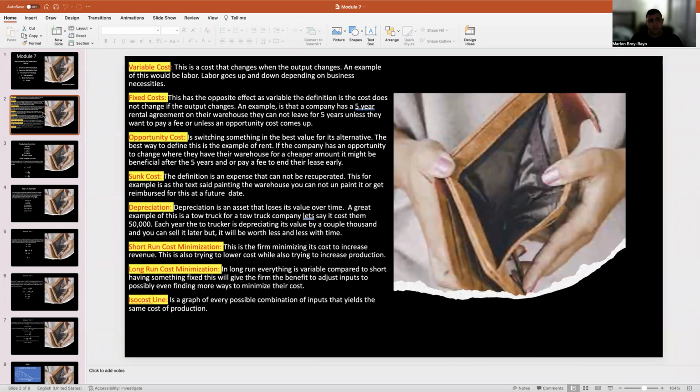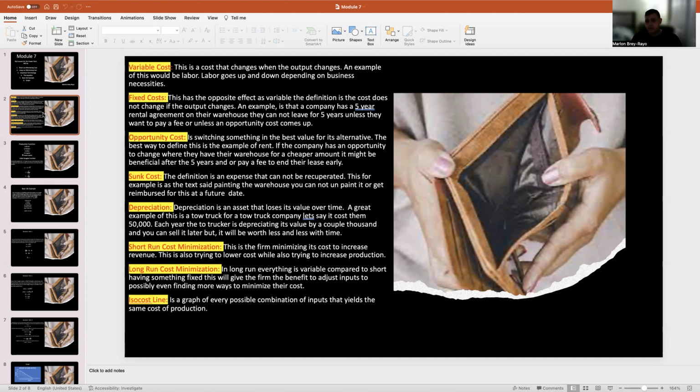Okay. Now, I could read all of these thoroughly. These are the definitions that I found in the book, but just to sum it up, because we have a lot to cover. Variable cost is basically a cost that can be moved around. The price can go up and down, right? A fixed cost is more something like a rent or a lease, or you paint something and you can't, actually that's sunk cost.